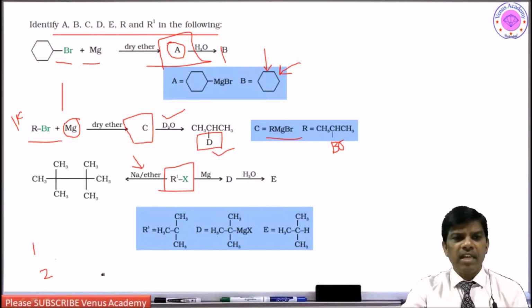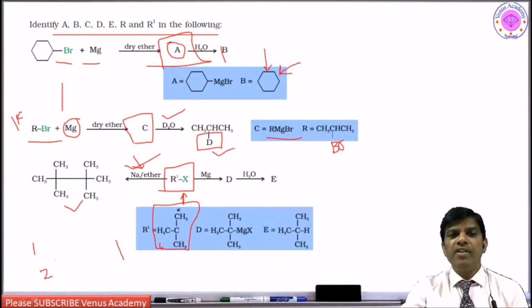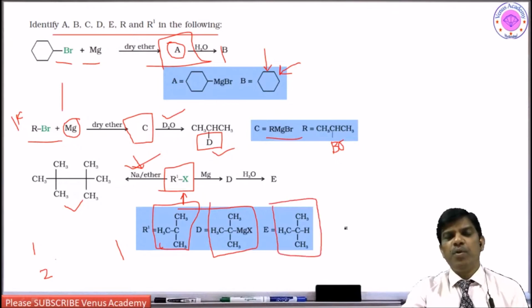So here what is the reaction? Please concentrate, students. Here, though it is a tertiary alkyl halide, tertiary butyl, if it is bromo, it is tertiary butyl bromide, it is undergoing this Wurtz reaction to give this product. When you treat with magnesium, tertiary butyl magnesium halide is going to be formed, and upon hydrolysis you are going to get tertiary butane.